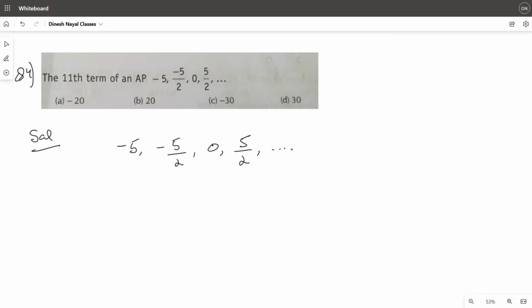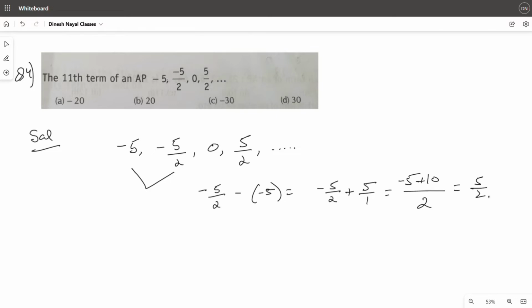First of all, we can find the common difference. The common difference will be the difference between these two terms, which is -5 by 2 minus of -5. That means -5 by 2 plus 5. Now this is upon 1, taking the LCM, 2 is the LCM, so this is minus 5, plus 1 into 2 is 2 times 5, 5 into 2 is 10, so minus 5 plus 10 is 5 by 2. So the common difference is 5 by 2.